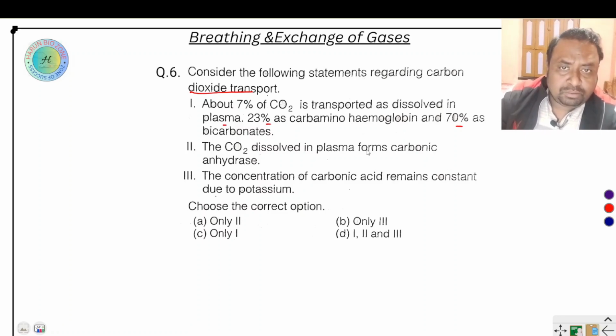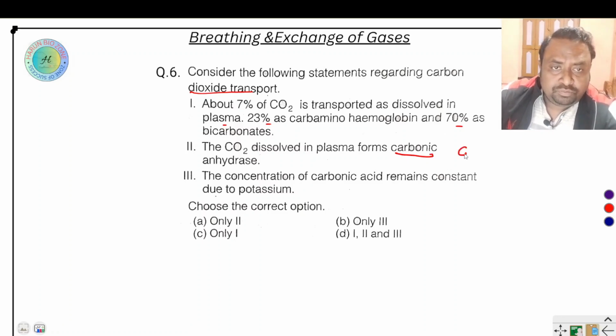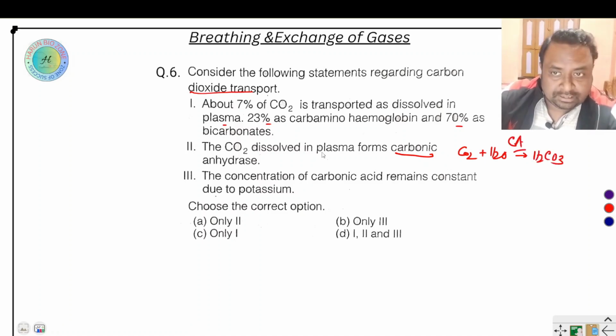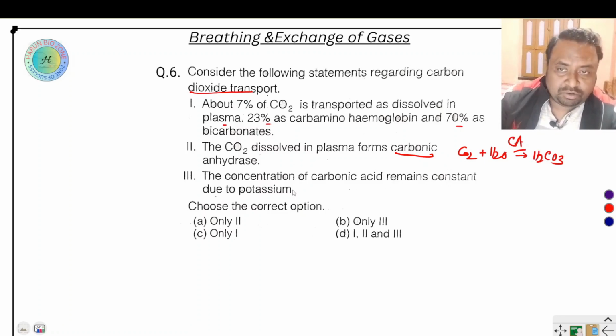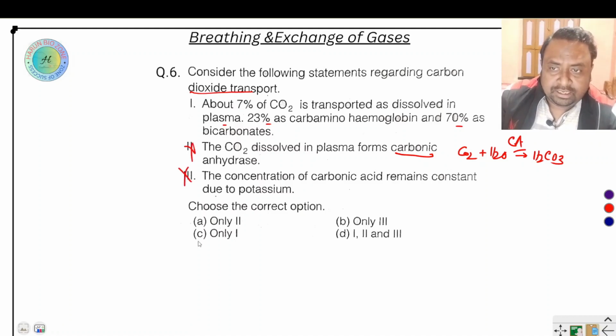The CO2 dissolved in plasma forms carbonic anhydride. No, carbonic anhydrase is an enzyme that combines CO2 with H2O to produce H2CO3. Carbonic anhydrase enzyme is required in this case. The concentration of carbonic acid remains constant due to potassium, not, false. This option is incorrect, so only C is the right option.